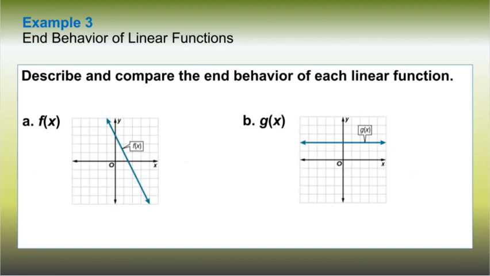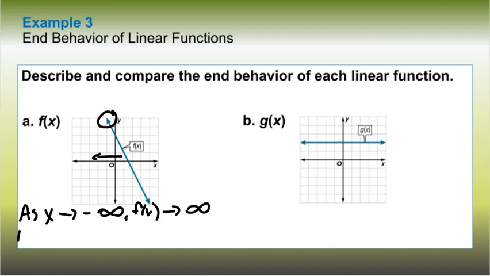So an example, it says describe and compare the end behavior of each linear function. So we would write the statements as: as x approaches negative infinity, so if I go to the left, f of x approaches, the arrow is going upward, so that would mean positive infinity. And as x approaches positive infinity, when I go to the right, the arrow is going downward, so f of x approaches negative infinity.